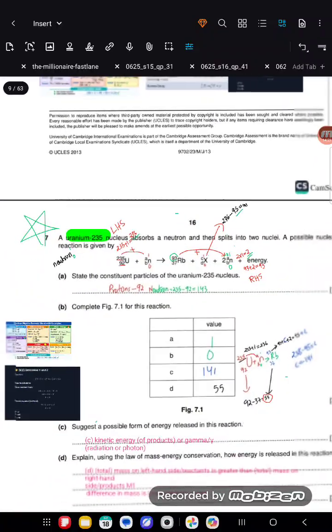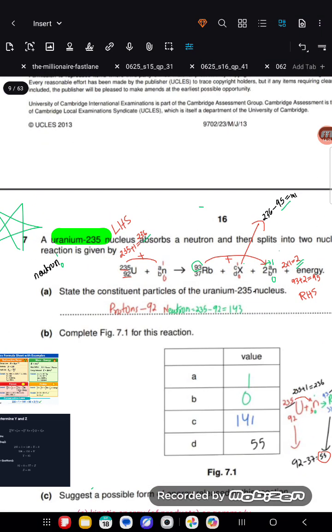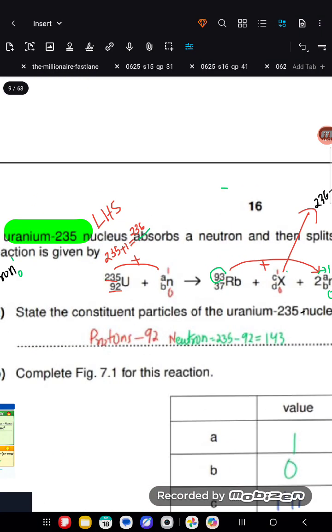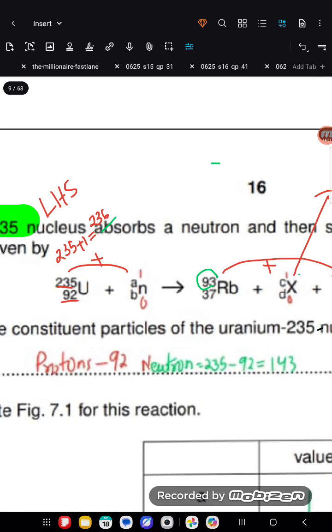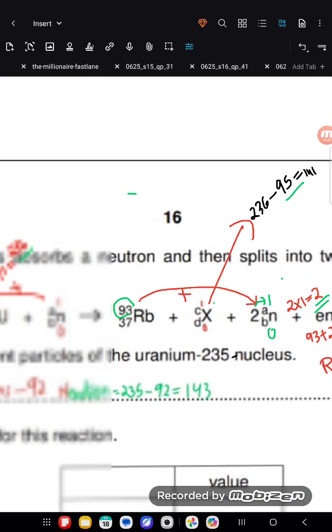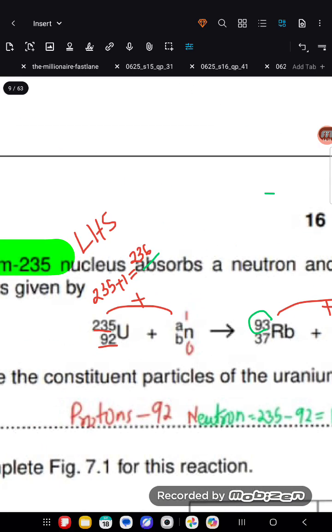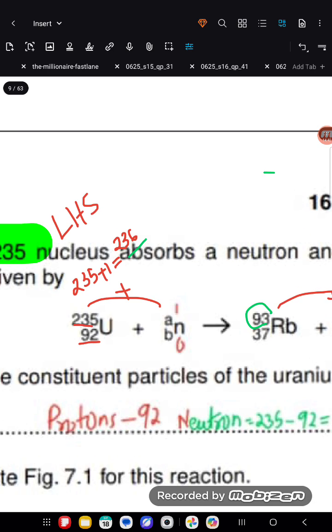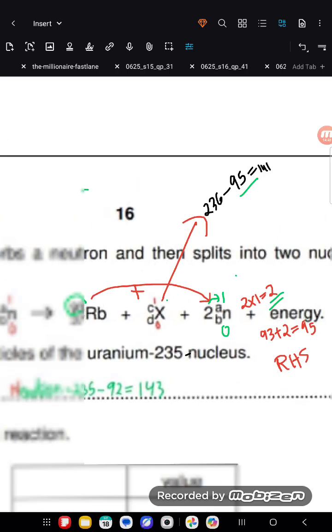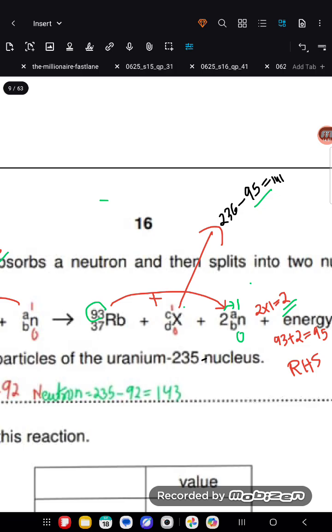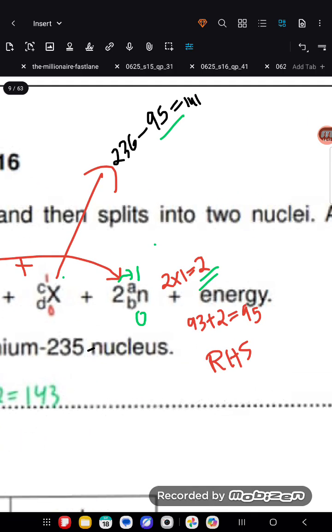So here is one more question. Same thing, the left side number should be equal to the right side, right? So this is 230, always 1 and 0. Okay, so 235 plus 1 is 200, by 1 is 2, right? So this will be 93 plus 2, it will be 95.